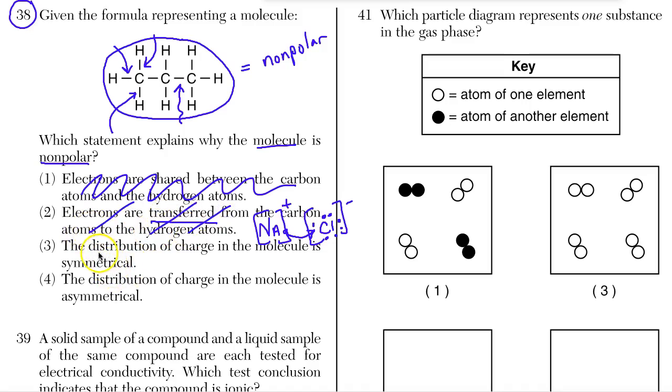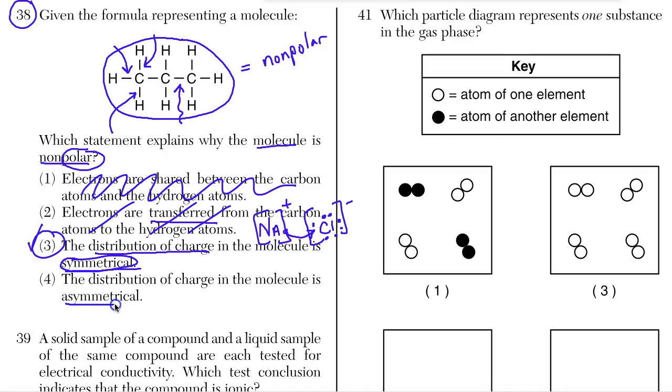We're talking about the distribution of charge being equal throughout because of symmetry. So for a symmetrical molecule, everything's the same all the way around. There's no one side different than another. Being polar means you have differences. There is no difference here because of the symmetry. And that's why 3 for 38 is the best answer.